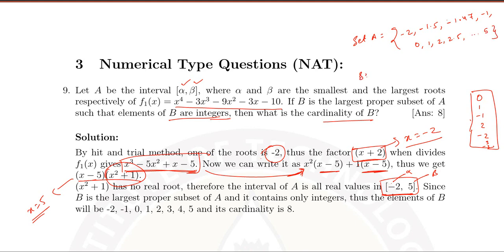But what does set B contain? Set B contains only integers, right? So which are those elements then? It will have -2, -1, 0, 1 up to 5. So this will be 5, 6, 7, 8. So altogether set B's cardinality is 8, and therefore the right answer is 8. Let's go to the next set of questions.